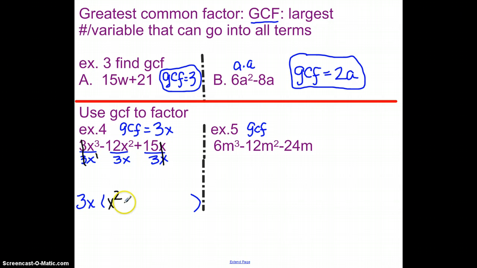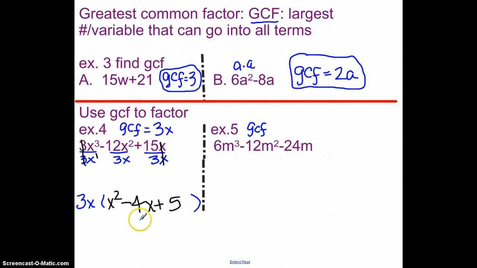Now I'm going to bring my minus down. 12 divided by 3 is 4. X squared, I'm going to take away the 1 that's on the bottom, will leave me 1. Bring my plus sign down. 15 divided by 3 is going to be 5.